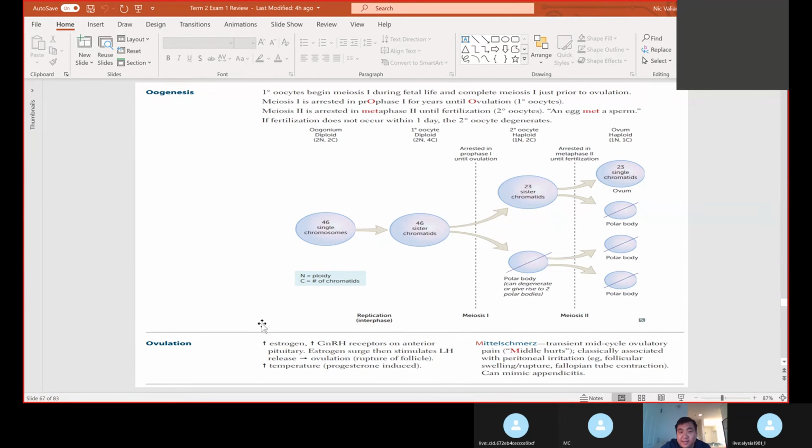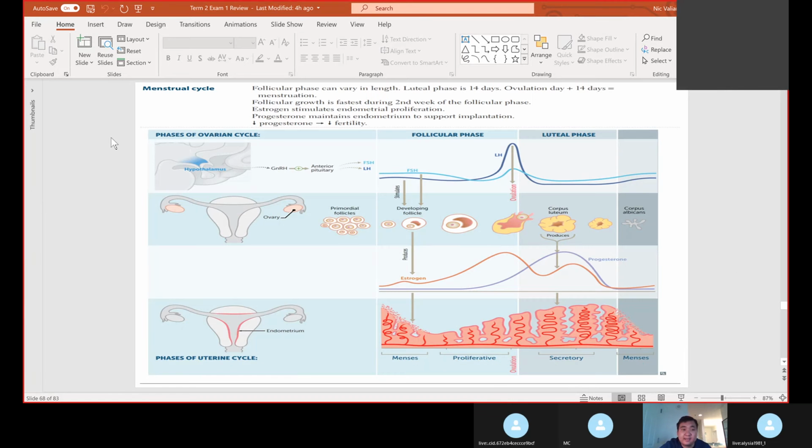And if you have ovulation, what happens? Increase in estrogen and increase in temperature. You need an LH surge for your ovulation. This is a high yield slide. Guys, know what's happening in the ovarian cycle and the uterine cycle.